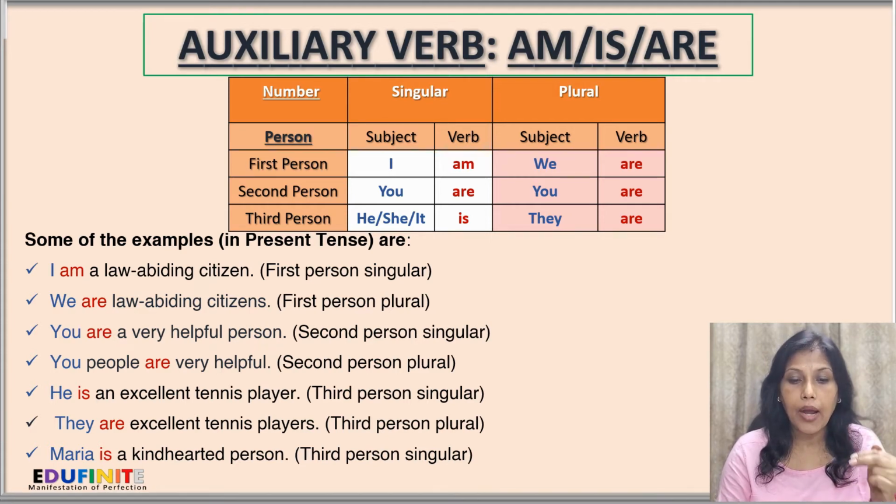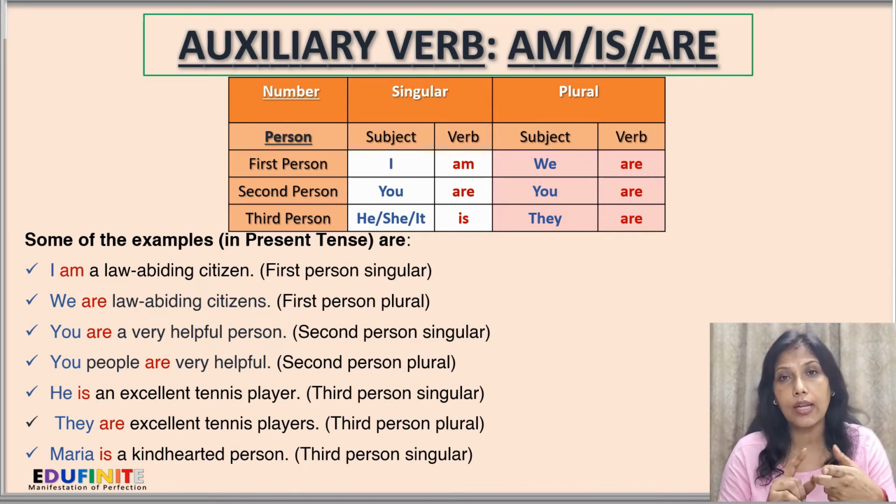Next, Maria is a kind-hearted person. Now Maria, the subject, is third person singular. So naturally, the verb associated with it is "is". So we've seen that only with third person singular it is "is", and with first person singular it is "am". And the rest of them, first person plural, second person singular and plural, and third person plural, all of them are associated with the verb "are".